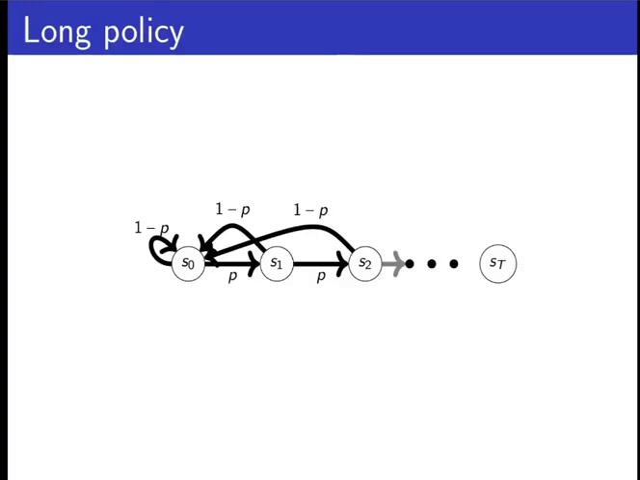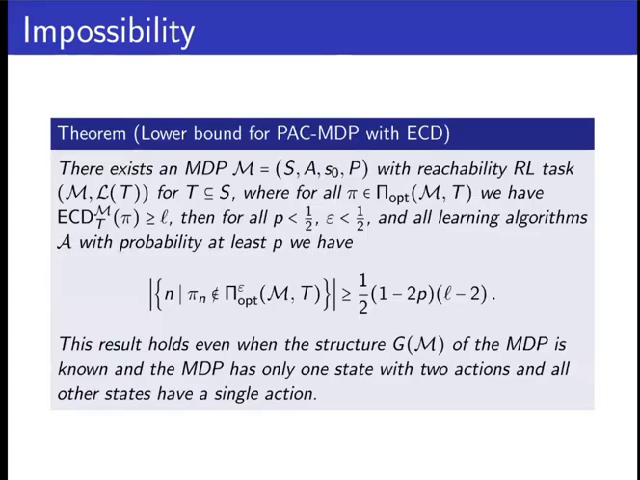Here is an example of a long policy. We start from S0 and we want to get to ST. But every time we have a large probability to get back from SI to S0. And imagine here we have some decision that we need to learn. Then this policy needs at least the length of the optimal policy to learn the optimal policy. So this gives us the theorem. And what the theorem says is that we cannot efficiently learn any policy unless we take the length into account.